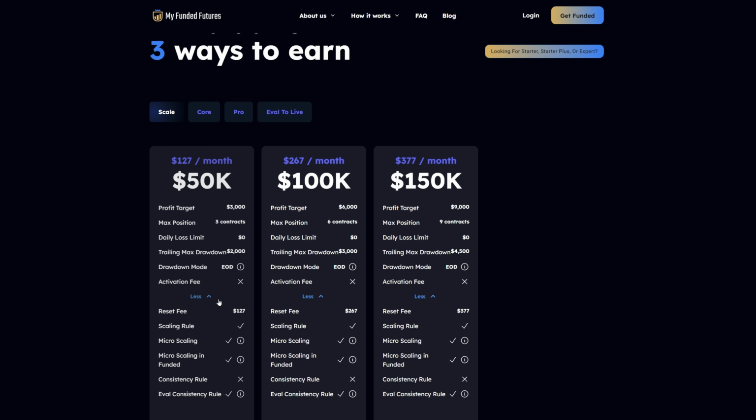And keep in mind, something I forgot to mention in these accounts, all of the accounts have a consistency rule in the evaluation phase. So in the evaluation phase, no one day can be more than 50% of the total profit. So if our profit objective is $3,000, don't let any one day be more than $1,500, or otherwise you've got to make more money on that account.